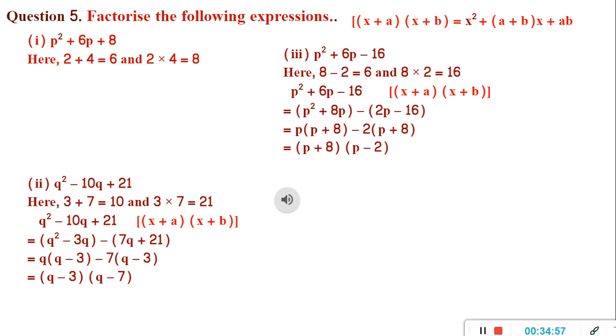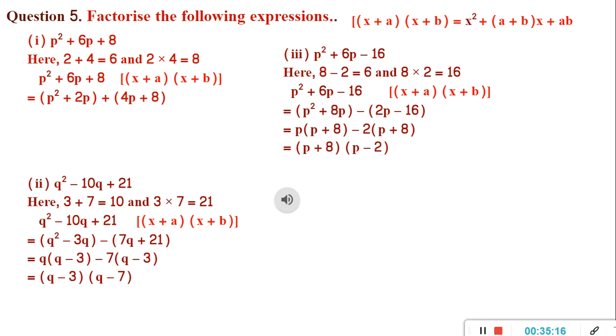So which identity can we use? X plus A into X plus B. So P square plus 6P plus 8 can be written as P square plus 2P plus 4P plus 8, since 8 means 2 into 4. Now we can regroup this: P square plus 2P in one group, 4P plus 8 in another group.